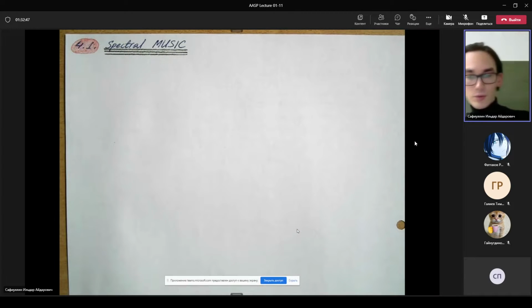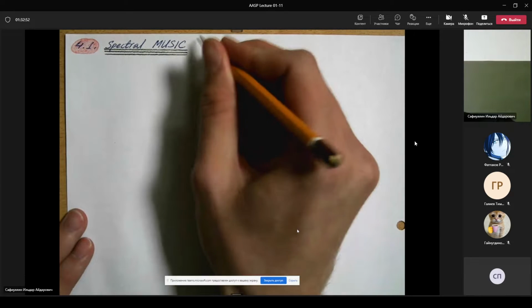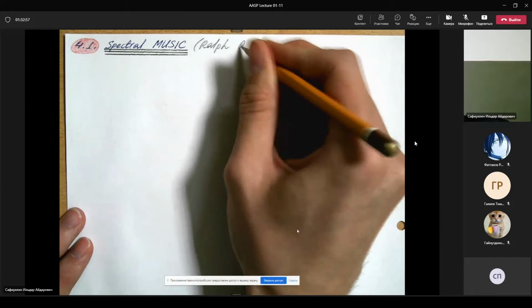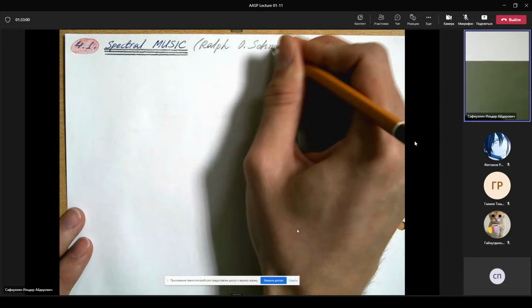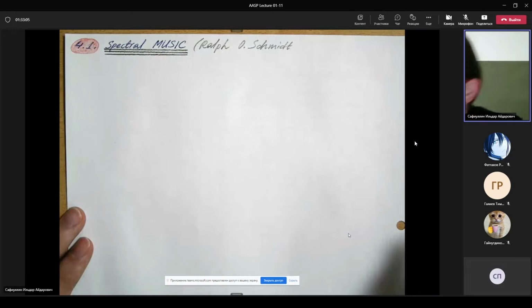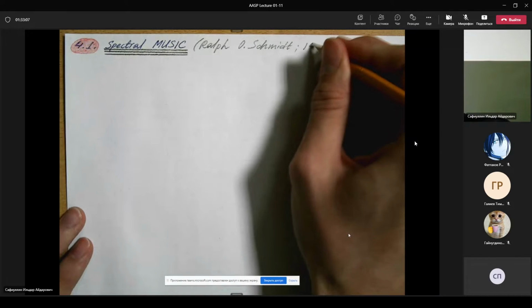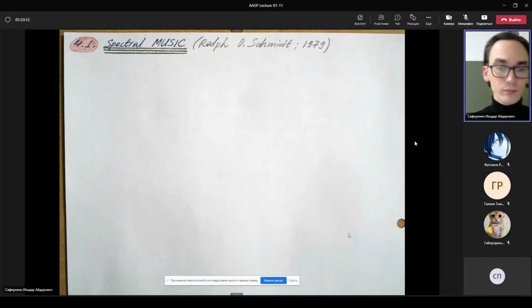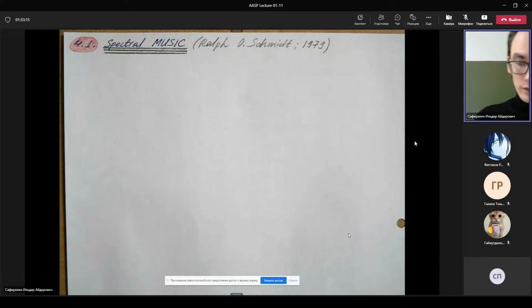So this one was introduced by Ralph Schmidt in 1979. And let's write down what we have inside of this MUSIC abbreviation.